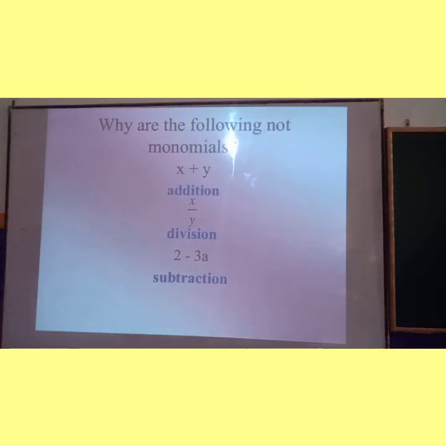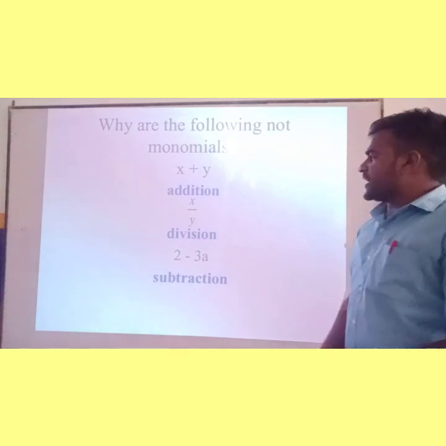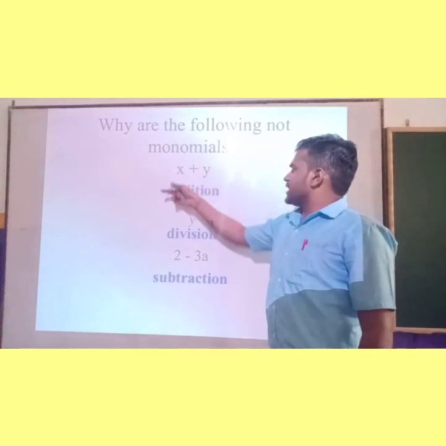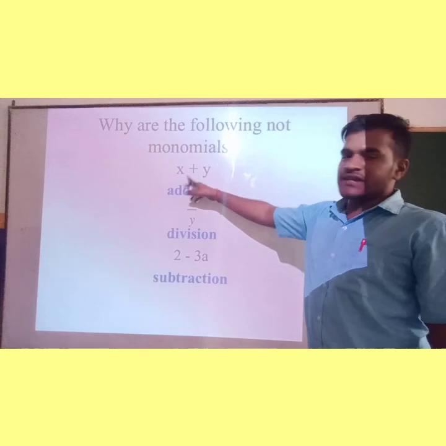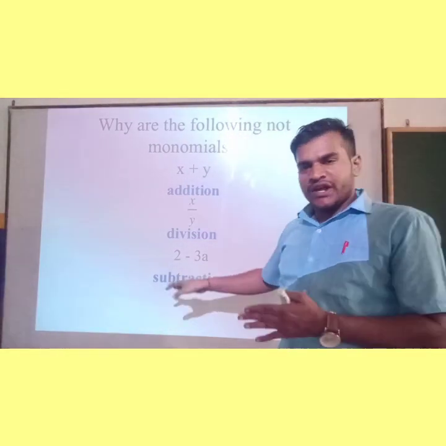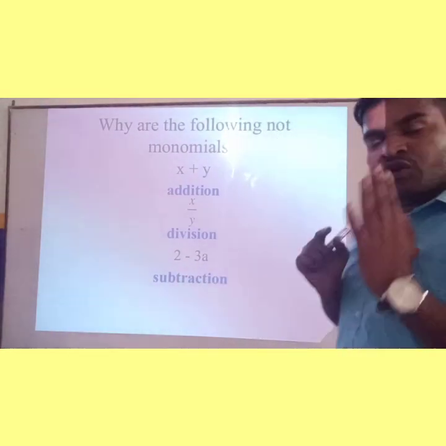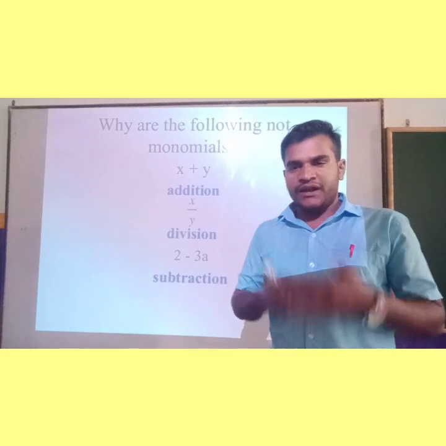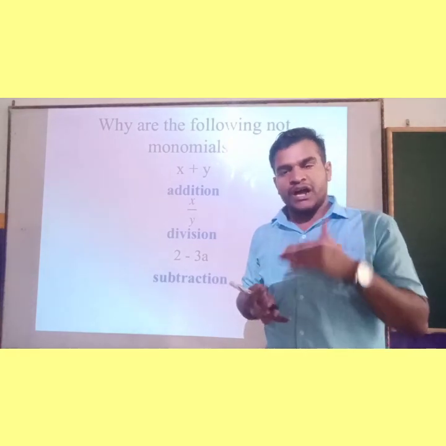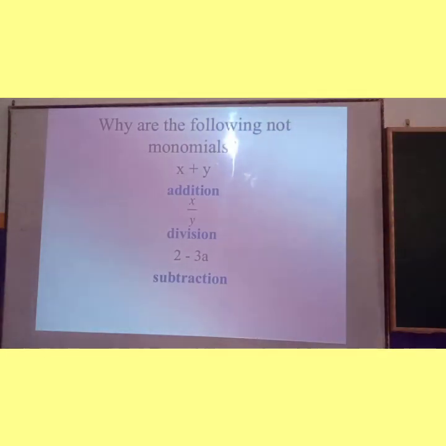Okay, now why these are not monomials? Here addition is given there, subtraction is given there, and division is given there. So children, there are two terms. There are two terms, x and y. There are two terms, 2 and minus 3 here. Okay, so these are not monomial. Got it? As you know, a monomial is a number, a variable, or a product of one or more numbers and variables. Got it?